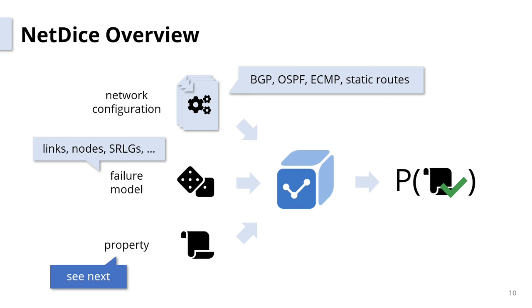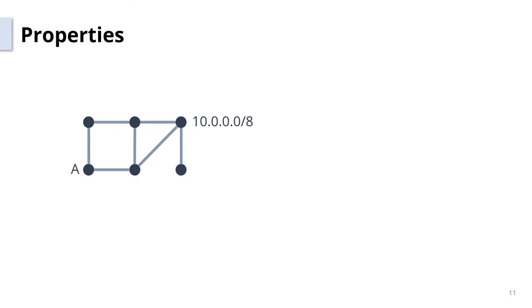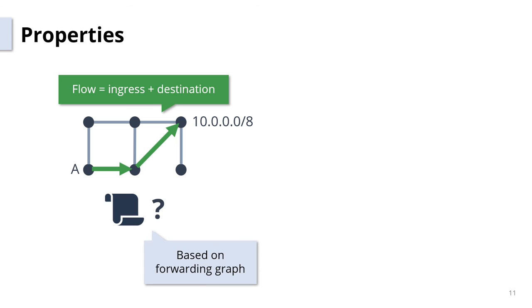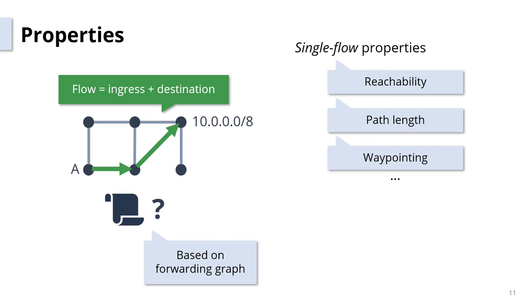So let's have a look at the properties supported by NetDice. Consider the following network where traffic arriving at some ingress A goes towards this prefix. Note that this flow here may incorporate many TCP flows arriving at A towards the given prefix. So NetDice is interested in properties that can be decided solely based on the forwarding graph. For instance, you can check reachability by just looking at the forwarding graph of this flow. You can also check the path length of this flow or check whether it traverses some waypoint.